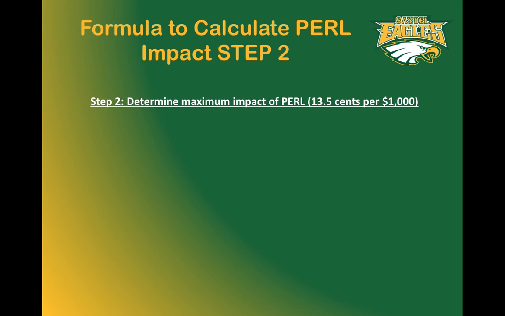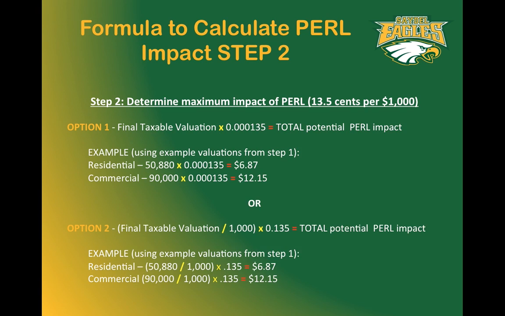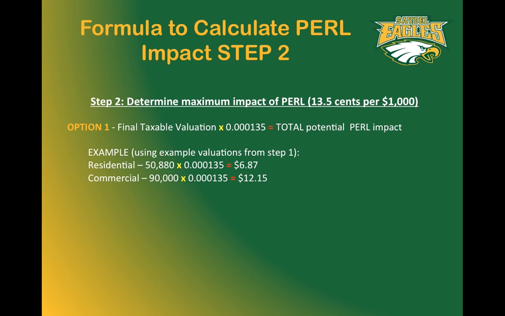Step 2 is to take that understanding of what you're taxed on, and there are two options for calculating the impact of PERL. Let me start with the first. You would take your final taxable valuation from step 1 times 0.000135, or 13.5 cents per $1,000. That would equal your total potential PERL impact.